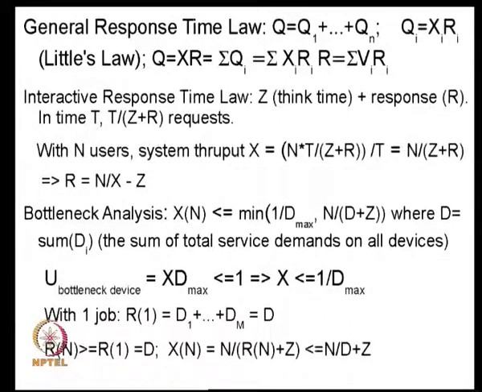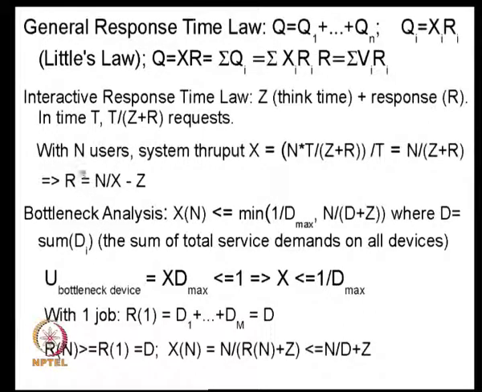Okay, again we are using Little's law one more time. There are some interactive systems for which think time is given. If think time is Z and the response time is R, then in time t you can only make t by (Z plus R) requests, because you have to add your think time and response time, and that's the number of times you can go back and ask for some service. This is the maximum you can do.